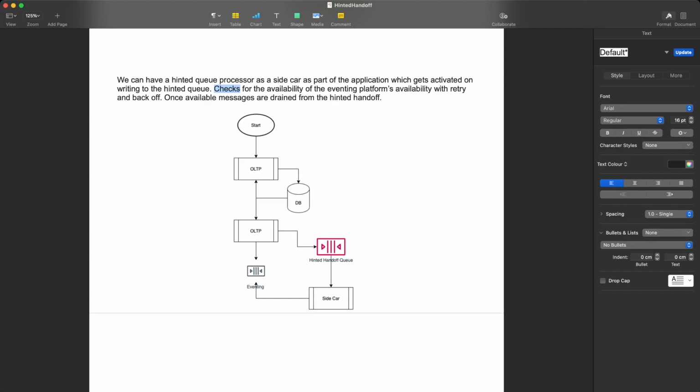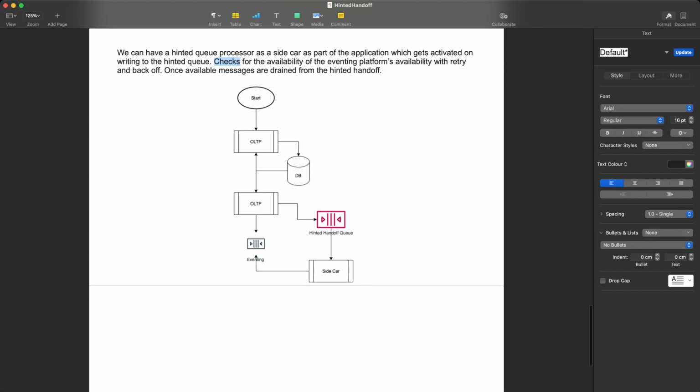I think we have come almost to the end of the session, but while we look into the flow chart, and after that we will also consider the things we need to consider while we do hinted handoff, and those can be addressed in part 2 of this lecture. The application starts, and this is the online transaction processing system which writes to the DB, and the same system writes to the eventing. But if there is a failure when it tries to write to the eventing, it goes to the hinted handoff, and a sidecar which processes it will try to publish it to the eventing system at a later point of time. This is the flow.